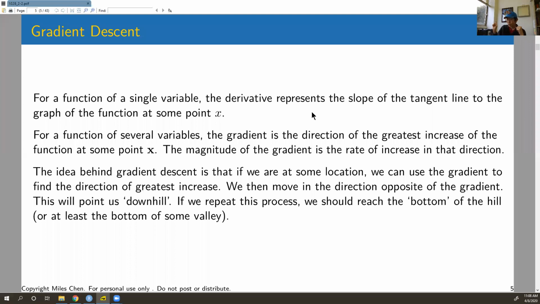You look at which way is uphill, and if you say, well, this way is uphill, I'm going to move in the opposite direction. And if you keep moving in the opposite direction of uphill, that should help you reach the bottom, or the bottom of some kind of valley or local minimum there.